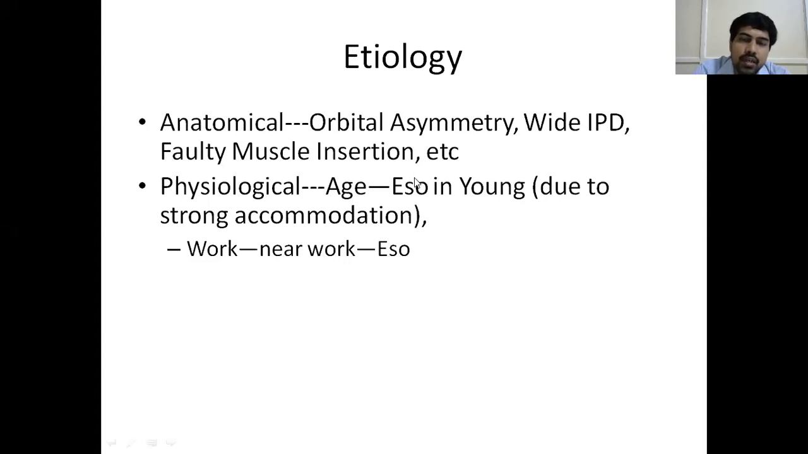So in small children, in PG entrance exams, they might ask you which is the most common type of squint in small children. In small children, it is usually esotropia, that is convergence. Why convergence? Because accommodation is strong in children. It is almost up to 14 to 15 diopters, and in accommodation there is convergence because of medial rectus muscle contraction and also ciliary muscle constriction.